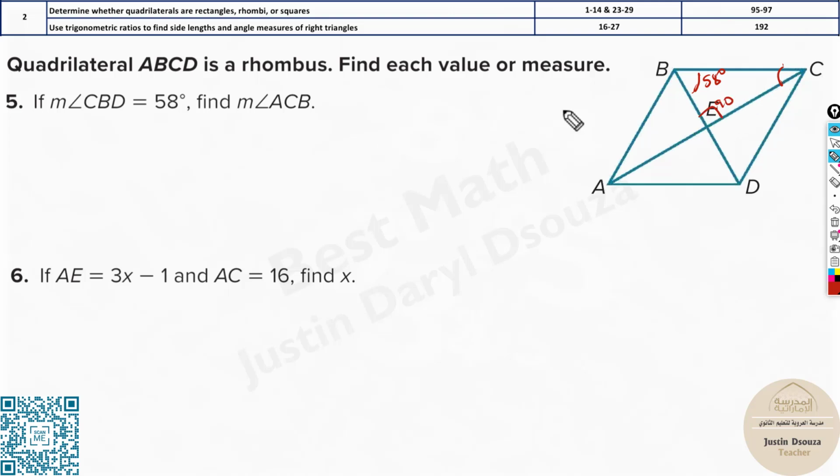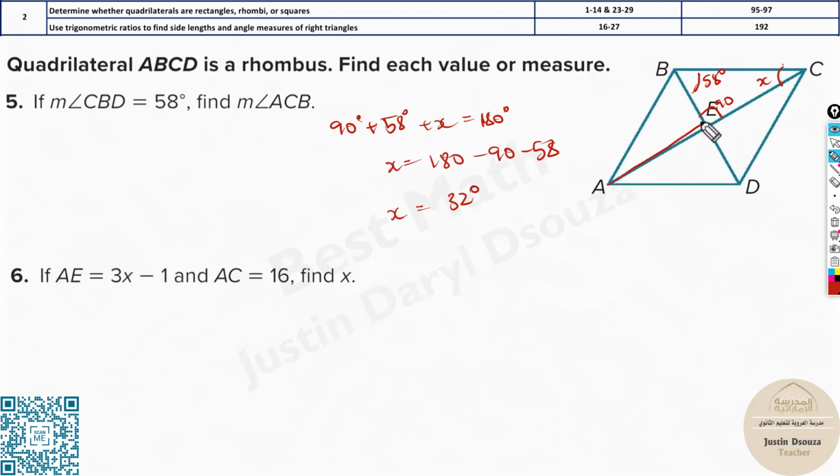So all we do is, if we add these three angles, let's take this as x. Let me add it up. 90 plus 58 plus x would be 180 degrees, because it's a triangle. Now you can easily solve it. Take it to the other side. X will be equal to 180 degrees minus 90 minus 58. So 32 would be the answer. X is 32.